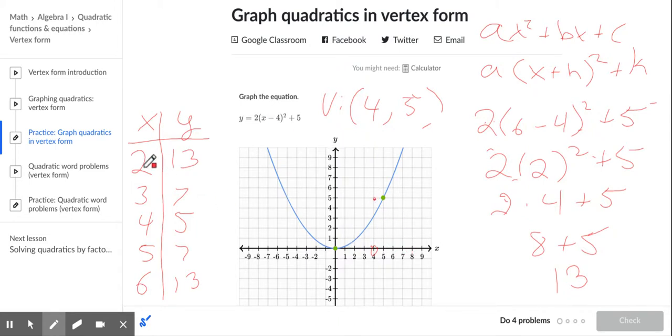So let's go ahead and plot these points. I have 2, 13. So I go over here to 2, and 13 is not on the graph, so it would be up here somewhere. Not too worried about that. 5 and 7, 3 and 7. For 3, I'm going to go up to 7. That's that point there. 4, 5, I already have. 5, 7 is here. And then 6, 13 again is not really going to fit on the graph.